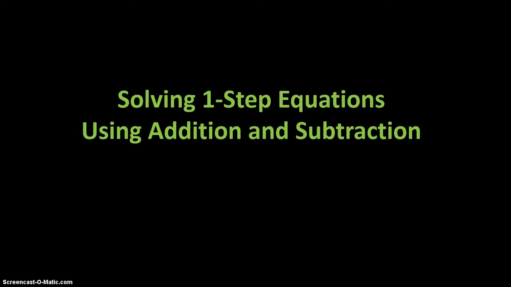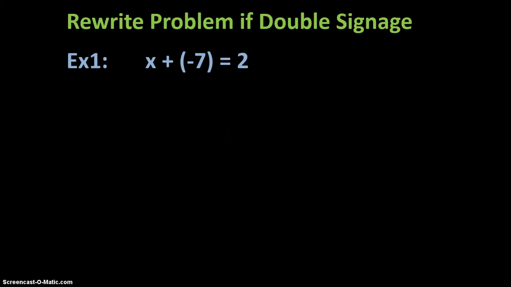All right, solving one-step equations using addition and subtraction. First thing we want to do is, when we have a problem with double signage, we don't want to leave double signage. We want to rewrite the problem. One of the things I've noticed with my pre-AP geometry students is that a lot of them use double signage. I don't know if that's a middle school thing or what, but anytime you have double signage, that means two signs right here, you need to get rid of that double signage. If the signs are different, it comes out to be negative. If the signs are the same, it comes out to be positive.